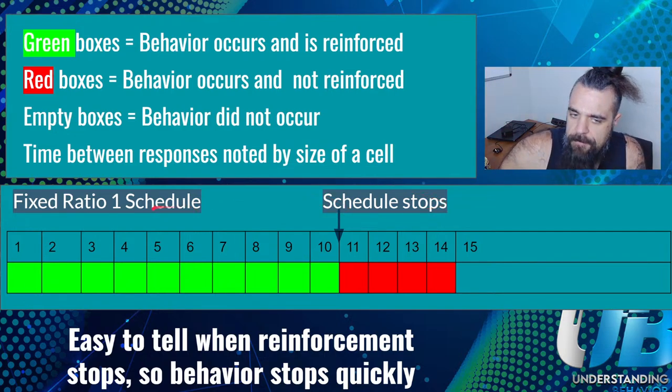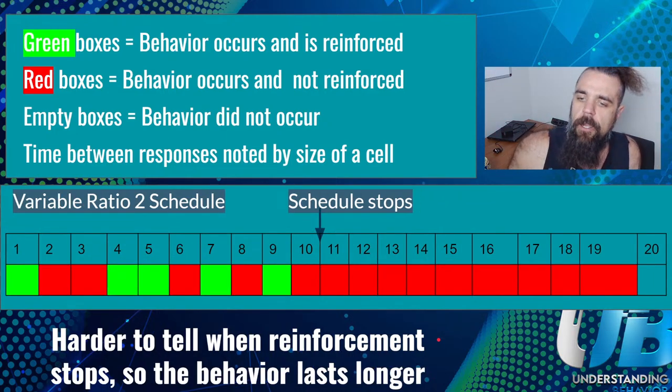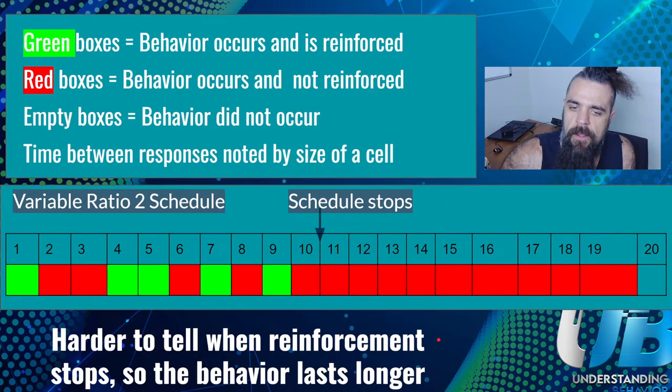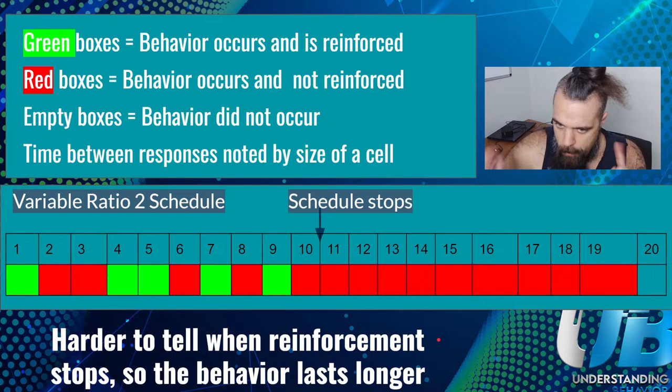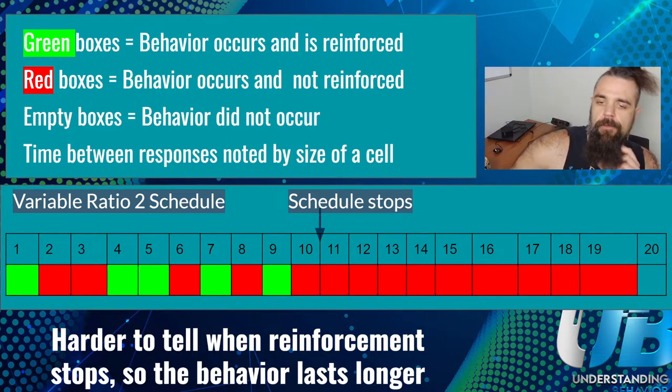In this one, we had a fixed ratio 1. What we see is that every response is reinforced. And when the behavior was put on extinction, the organism was able to tell that it was on extinction really fast. So they only engaged in a couple responses, and then they stopped. It was easy for them to tell when reinforcement stopped, so the behavior stopped really quickly. Versus if we were to use an intermittent reinforcement schedule, which is a more indiscriminable contingency, here's what we got.